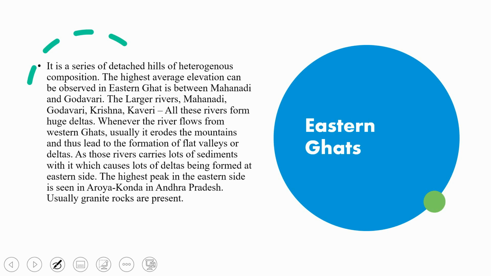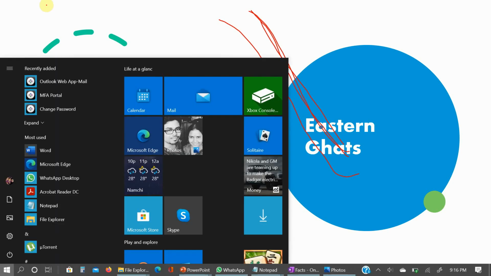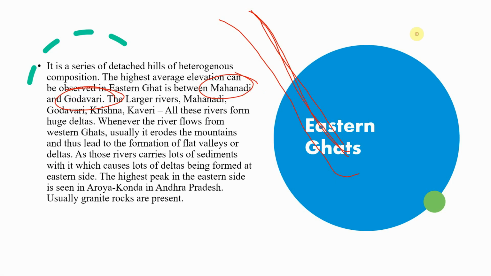It is a series of detached hills of heterogeneous composition. It is not continuous like the Western Ghat. Western Ghat is almost continuous, but in the Eastern Ghat there will be detached parts. The hills are not continuous. The highest average elevation in the Eastern Ghat is between Mahanadi and Godavari. If you want to see the river part again, check the map. The largest rivers in the Eastern Ghat are Mahanadi, Godavari, Krishna and Kaveri, and all these rivers form huge deltas.